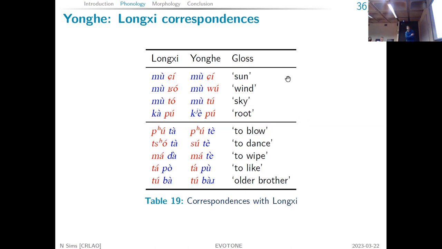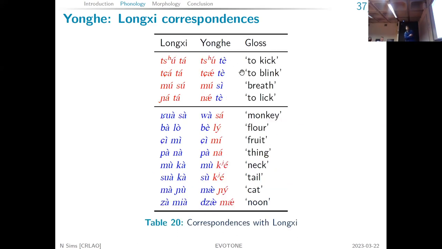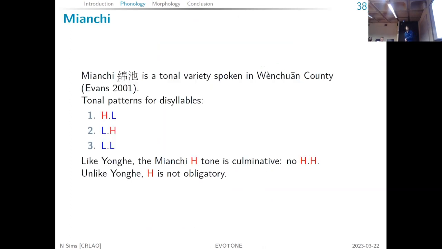So we have Musi and Musi, low-high, low-high, and then Puda, Pute, high-low and high-low. But in Yonghe, the high-highs have become high-low. So we get Tsute for kick, and then the low-lows have become low-high. So Wasa for monkey. You take a four-way distinction and boil it down to a two-way distinction. For Yonghe, there's really only a high-low versus low-high difference, and Mongxi has this more conservative four-way contrast.